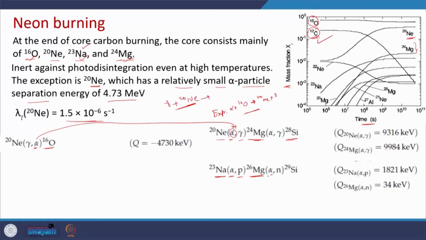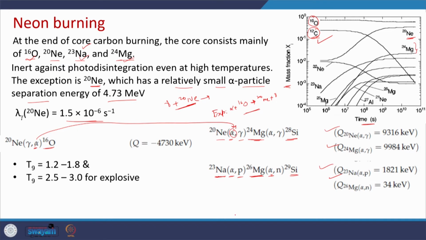Sometimes you may feel, how to remember so many reactions? No need to remember each and every reaction, but try to understand what type of reactions are happening and who is playing a major role in the synthesis of new elements. That is what is expected. And when alpha reacts with magnesium 26, you have silicon 29, and the corresponding Q values I have mentioned here, all are positive Q values.